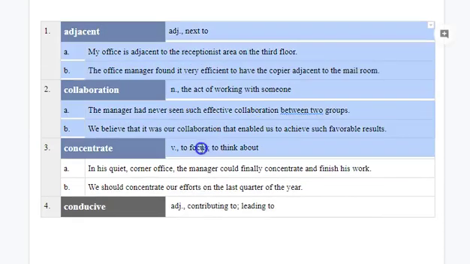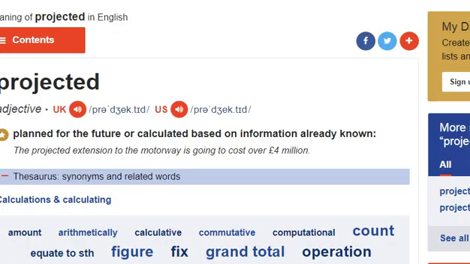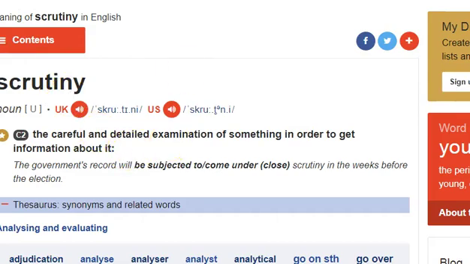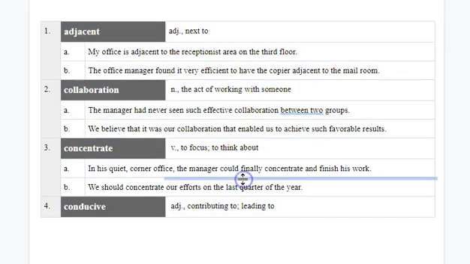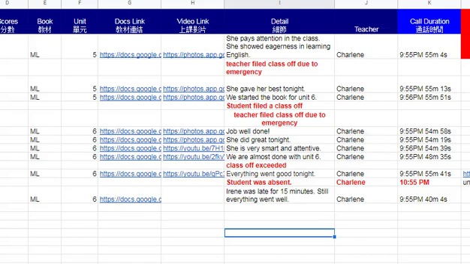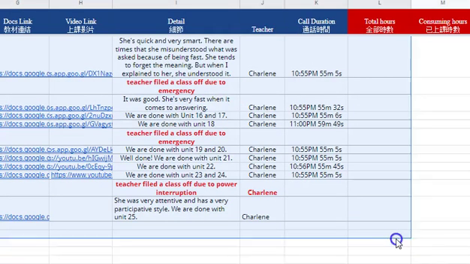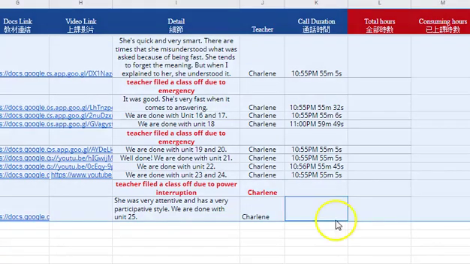So kindly read all of this. Okay. Adjacent, adjective, next to. My office is adjacent to the receptionist area on the third floor. The office manager found it very efficient to have the copier adjacent to the mail room.